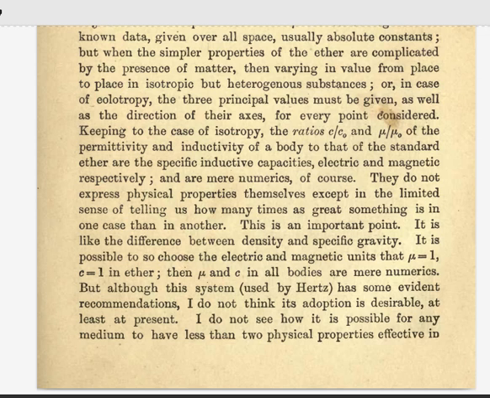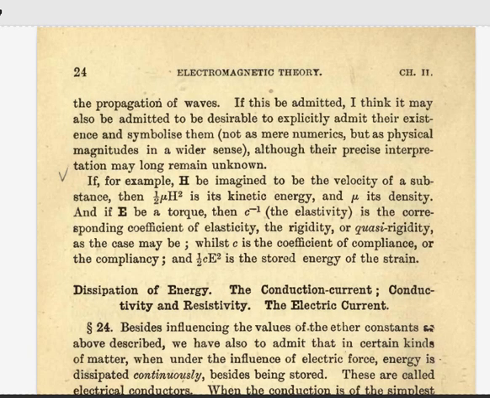It is possible to so choose the electric and magnetic units that mu equals 1 and c equals 1 in ether. Then mu and c in all bodies are mere numerics. But although this system, used by Hertz, has some evident recommendations, I do not think its adoption is desirable, at least at present. I do not see how it is possible for any medium to have less than two physical properties effective in the propagation of waves.